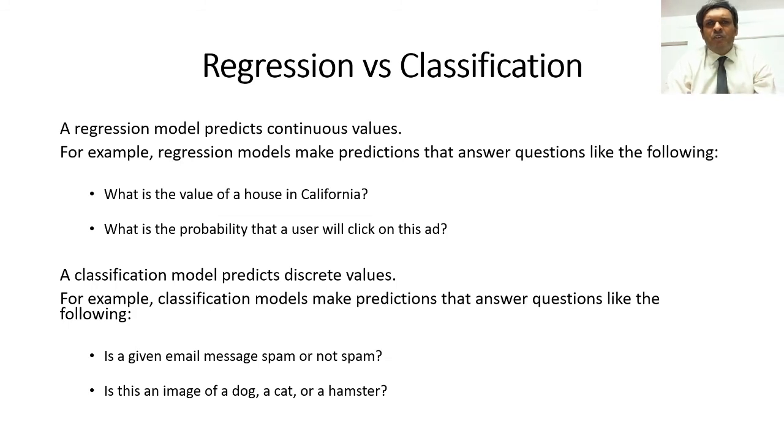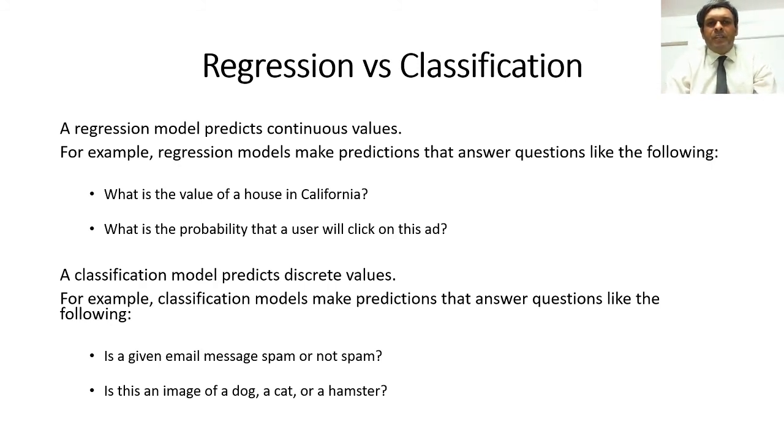Another terminology you will often come across is regression and classification. These are various training modeling approaches that you will use. So what is regression? A regression model predicts continuous values. For example, regression models make predictions that answer questions like the following: what is the value of a house in California? So it's continuous pricing, like how the pricing would vary year on year. That kind of modeling can be done using regression.